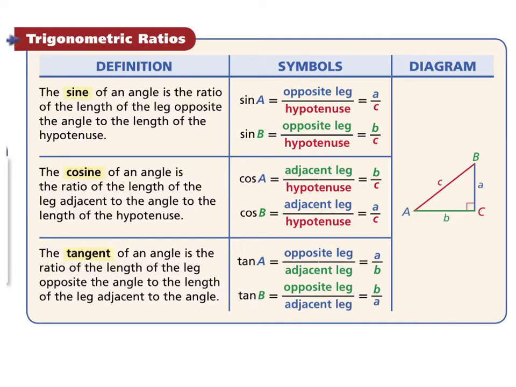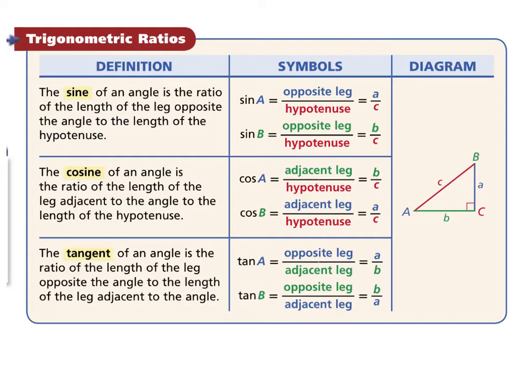Now, here's the tricky part. Looking at a right triangle, the hypotenuse is the only thing that remains the same. The opposite and the adjacent legs could switch between either A or B, depending on which angle we're talking about. Now, I'm going to go one step further. Do you notice that the right angle is C? We are not using the right angle in any of our trigonometric ratios, and that will be true for everything, and here's why.